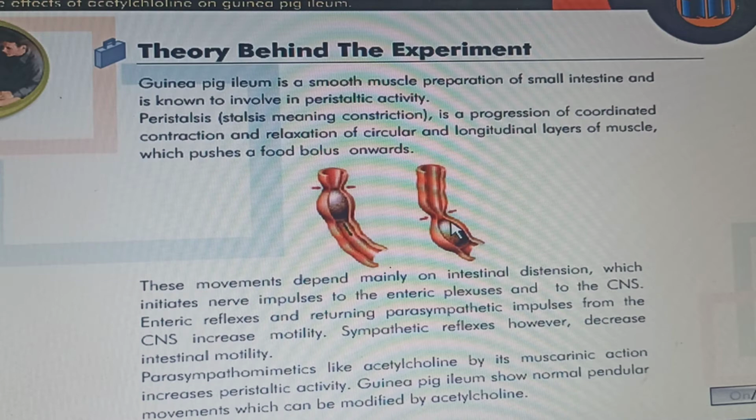Parasympathomimetics like acetylcholine, by its muscarinic action, increase peristaltic activity. Isolated guinea pig ileum shows normal pendular movements which can be modified by acetylcholine.